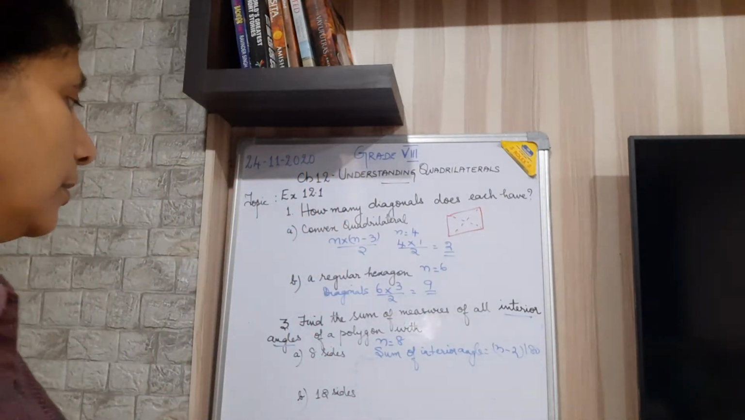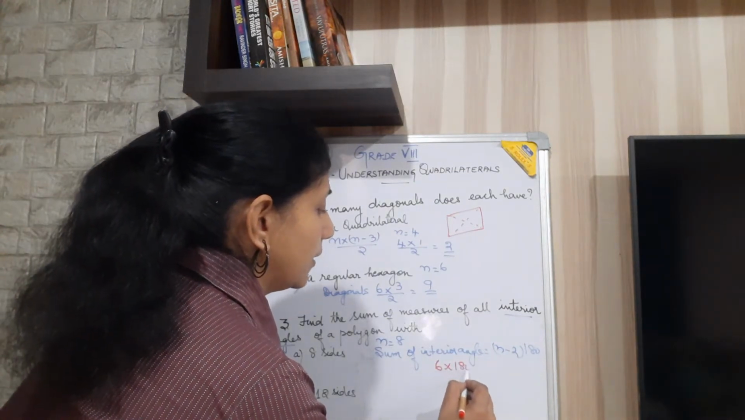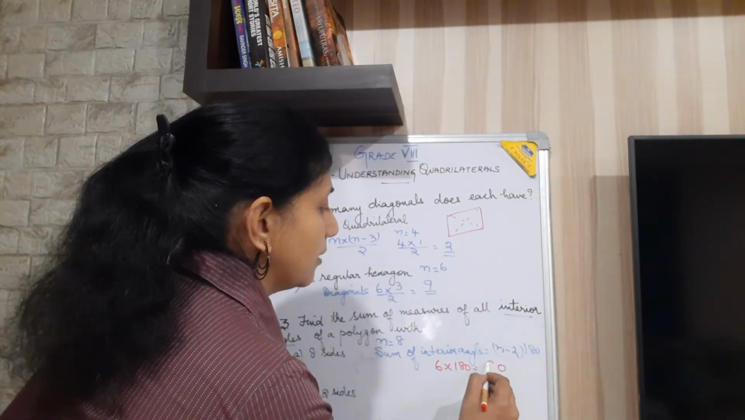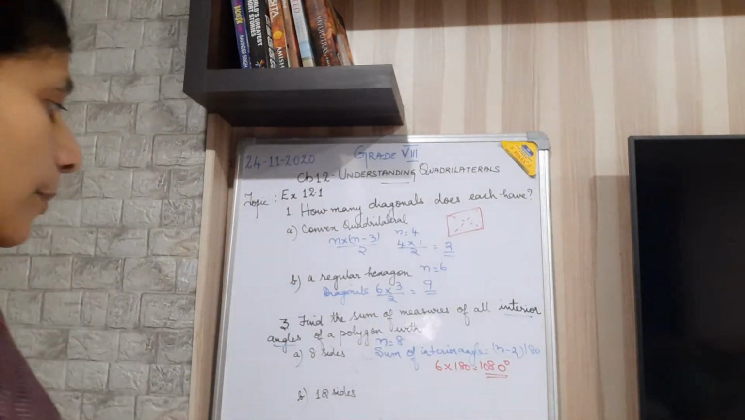So here n is 8. So 8 minus 2, that is 6 into 180. 0, 6 8s are 48. So 1080. Okay, the sum of all interior angles.